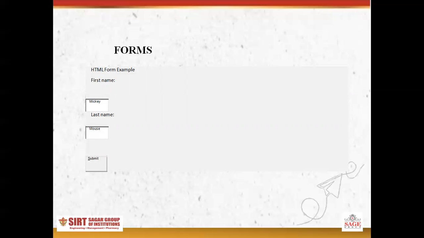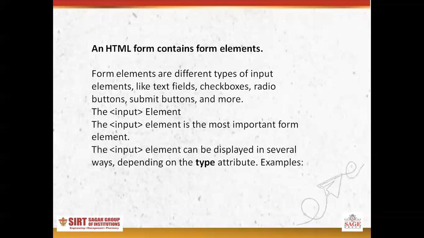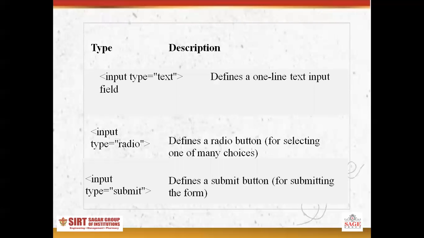Here you can see the example of a form. In the form, you just use form text and form elements, then you can close that form. Next, an HTML form contains different kinds of elements. These elements are text field, checkbox, radio button, submit, and more. Then you can insert the input element. An input element may have different types of attributes, and there are different ways to display your element. Here is the example, input text.